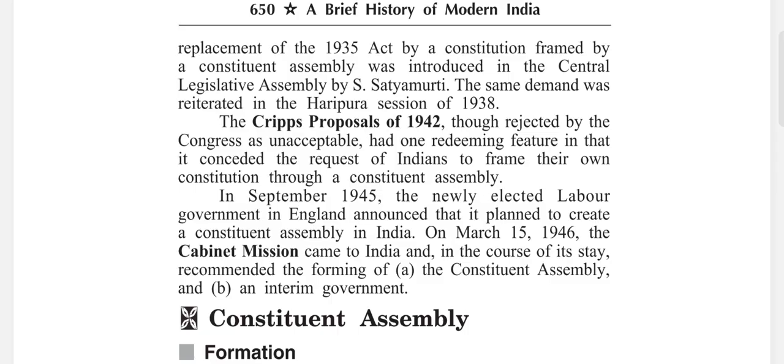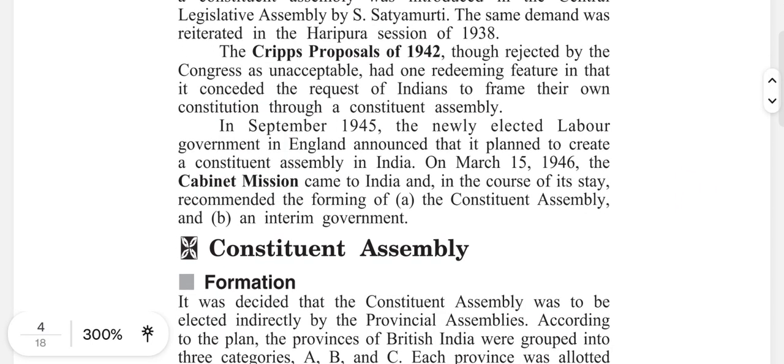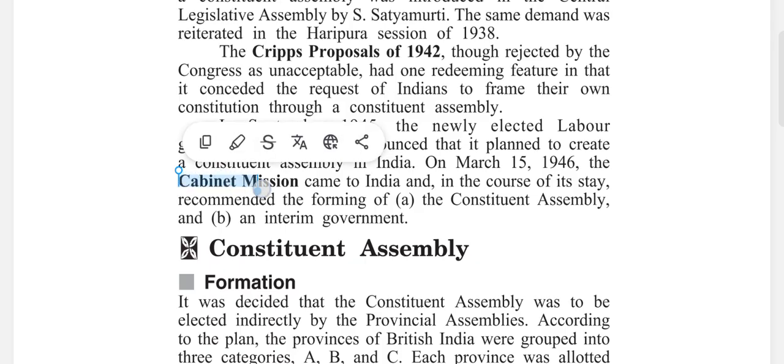The Cripps proposals of 1942, though rejected by the Congress as unacceptable, had one redeeming feature in that it conceded the request of Indians to frame their own constitution through a Constituent Assembly. In September 1945, the newly elected Labour government in England announced that it planned to create a Constituent Assembly in India. On March 15, 1946, the Cabinet Mission came to India and, in the course of its stay, recommended the forming of (a) the Constituent Assembly and (b) an interim government.